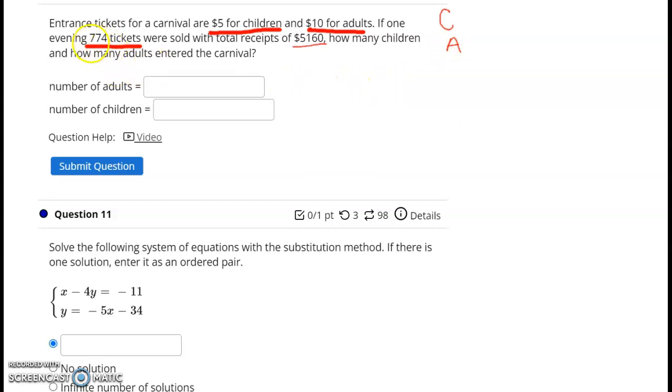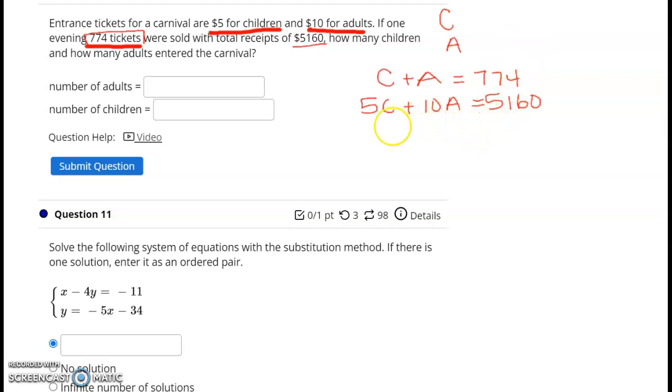Now, I know total they sold 774 tickets. So that means if I add children's tickets and the adult tickets together, I'm going to get 774 tickets total. Now, if I get $5 for every child's ticket and add it to the $10 I get for every adult ticket, that will give me the total amount of $5,160. So you can see this problem is a little bit different than the last one because we didn't have to multiply. We were just given that 5,160.